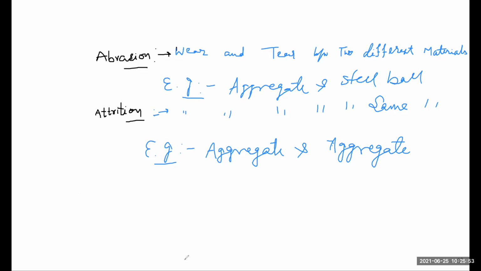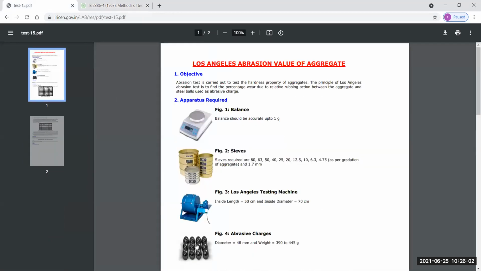Just see here, this is the Los Angeles abrasion value of aggregate. Here we find the Los Angeles abrasion value of aggregate. So our objective or aim is to perform abrasion testing of aggregate and find out the abrasion value of our aggregate. The abrasion test is carried out to test the hardness property of aggregate. I already discussed these things. To find the hardness of aggregate, we perform our abrasion testing.